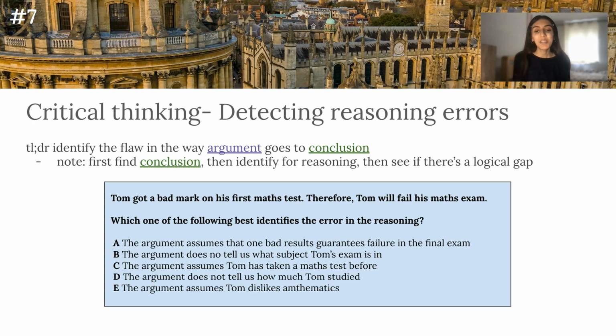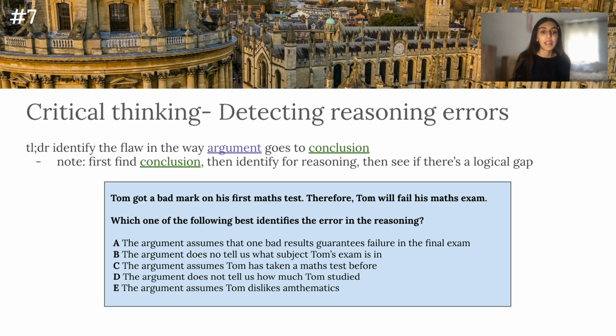But anyways, so if you cannot tell already, the answer is A, because the evidence in the passage is that Tom got one bad mark, and the conclusion is that he would fail his exam, which is quite a big jump. One bad mark does not mean final failure. So the problem is that the poor result does not establish that he'll fail in future exams. There's no further reasoning for it, and so it makes an unjustified leap from one piece of evidence to a definitive prediction.